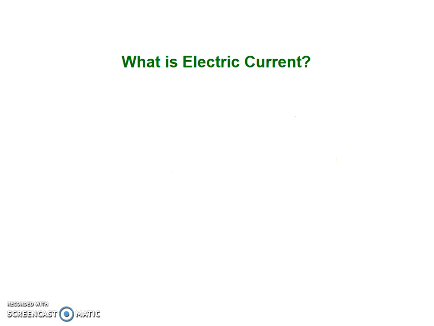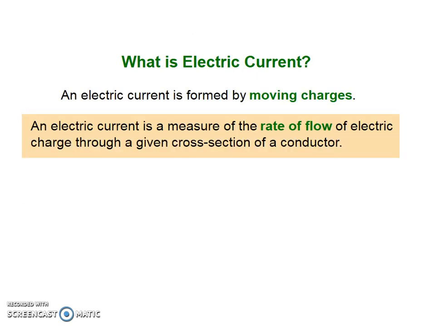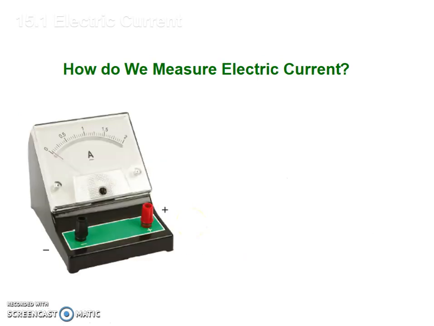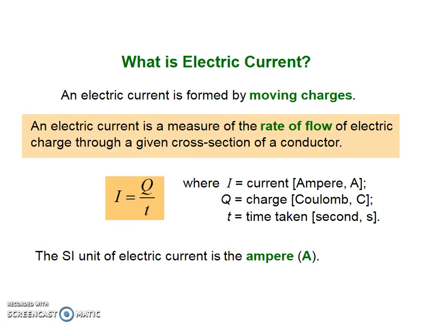So, what is electric current? Electric current is basically formed by moving charges. It's the rate of flow of electric charge through a given conductor. And this is the formula for electric current: I equals Q over T, where the SI unit for Q is our brother, the coulomb. So the number of coulombs per unit second gives me current here, and that is the SI unit, which is the ampere.